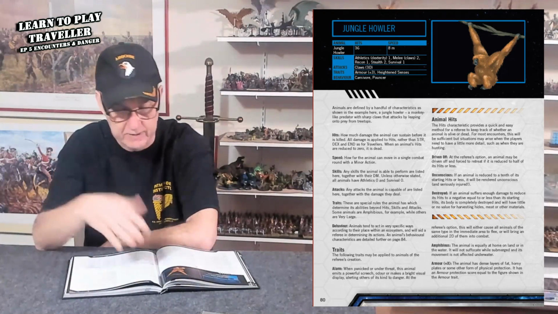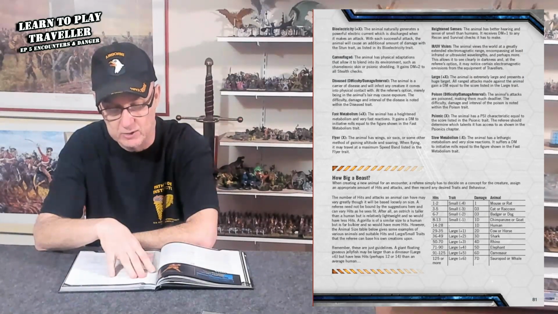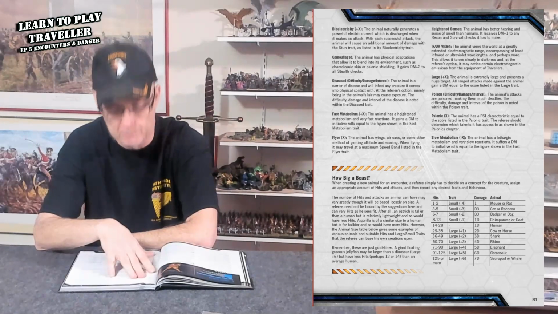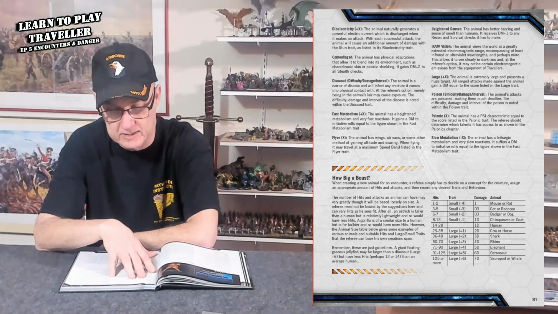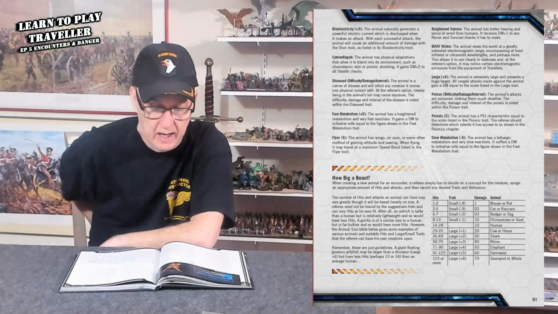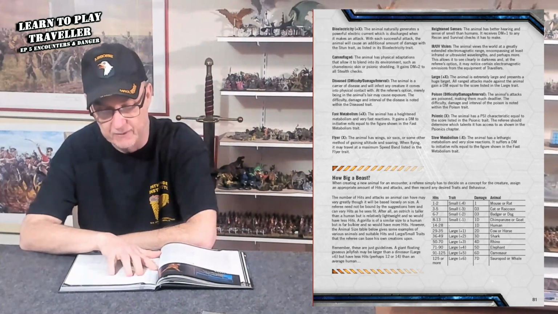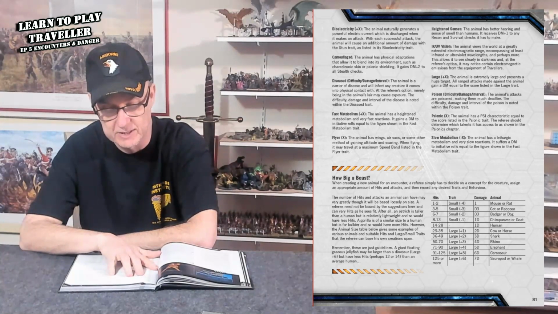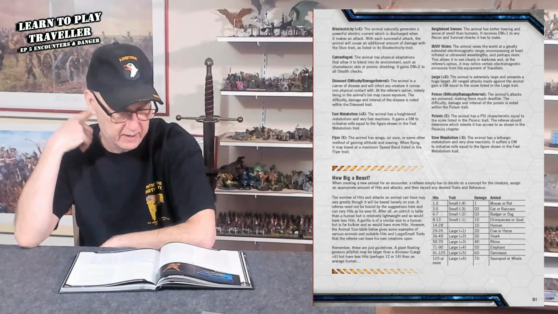You get armor X. Bioelectricity: the animal naturally generates a powerful electric current. Let's say an electric eel. With each successful attack, the animal will cause an additional amount of damage with the stun trait as listed in the bioelectrical trait. That means you're going to get knocked out if your endurance is reduced to 0. Camouflaged: the animal is adaptive. It gains +2 on all stealth checks.